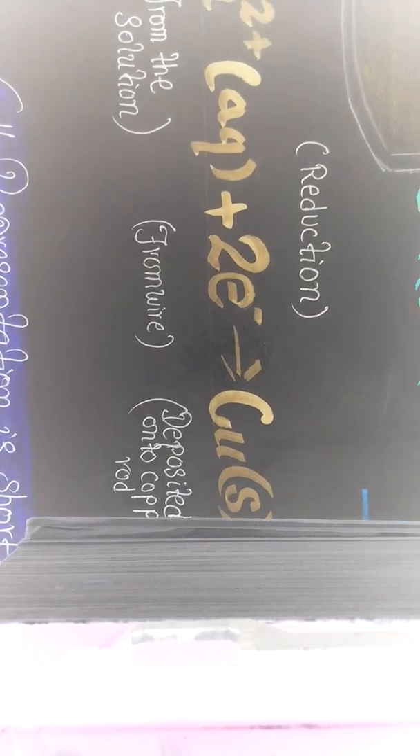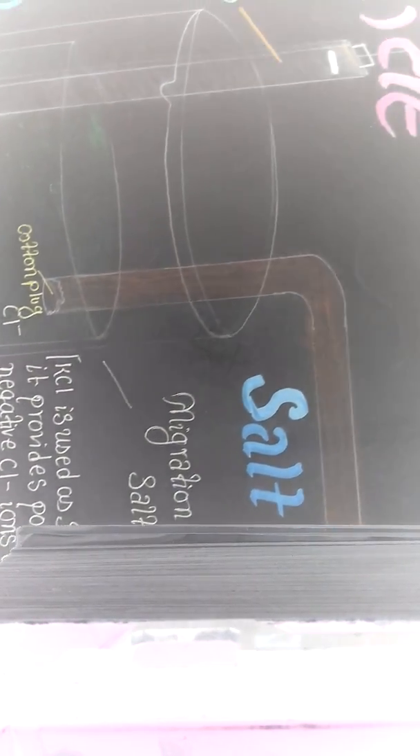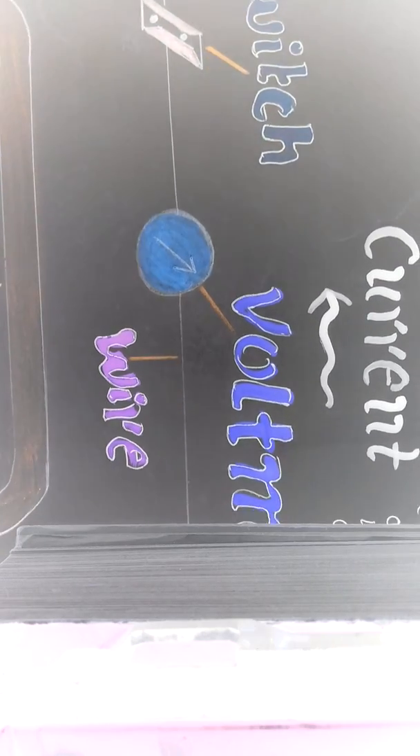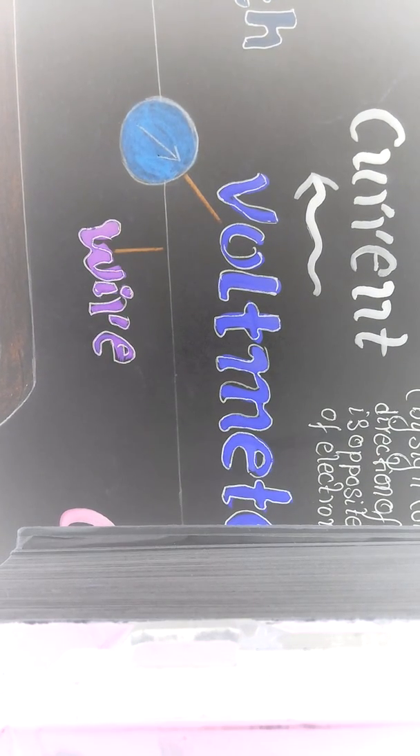Now the terms related to galvanic cells. There is a switch in the galvanic cell. Why are we using a switch in the galvanic cell? Because to operate the galvanic cell we are using switches. Without using a switch there is no flow of electrons and no transfer of current. And this is the voltmeter. We are using the voltmeter to determine the flow of current.